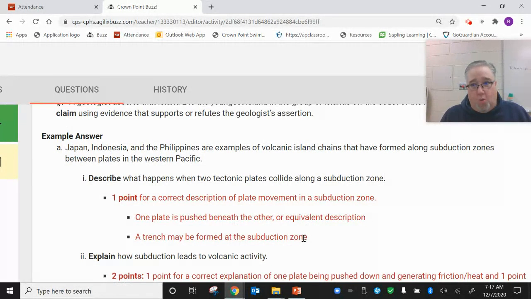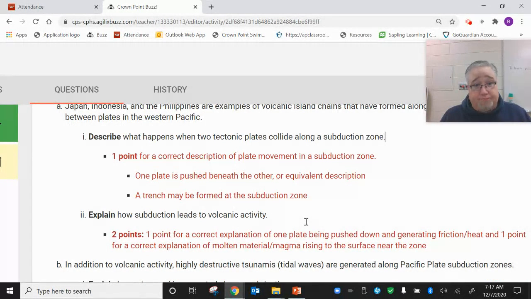Another thing I want you to be aware of is that anytime you have subduction, you get something called a trench that forms. Even though you may not have used that word, make sure you understand what it is. A trench forms at a subduction zone. The second part of that question says explain how subduction leads to volcanic activity. If you mention that, for example, as one plate slides under another, there's heat or friction that is generated, and that forces magma to come up from the mantle, and that could create a volcano, then you were fine. If you talked about that in your own way, that's fine. Most people that I've looked at were spot on with that answer.